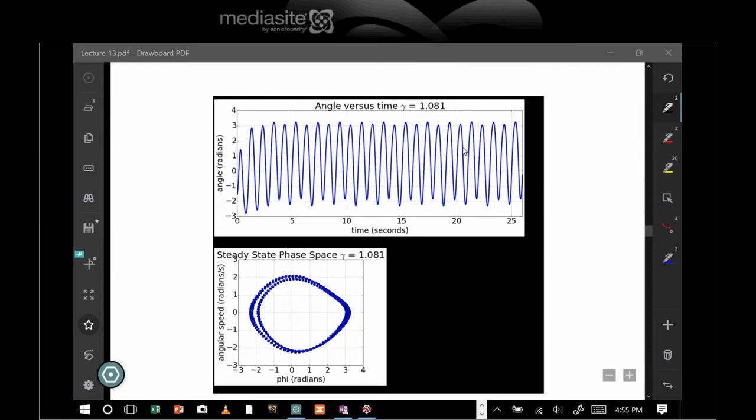Now, for this particular case, I have 1.081, and again, increasing gamma. Now, this is a little harder to see, but there's actually not 2 periods here, but 4 periods. And if you actually zoom in, you can see that there's actually 1, 2, 3, 4 circles there. Okay, so that represents 4 periods, but it's really kind of hard to see the periods. You really have to zoom in and look at them.